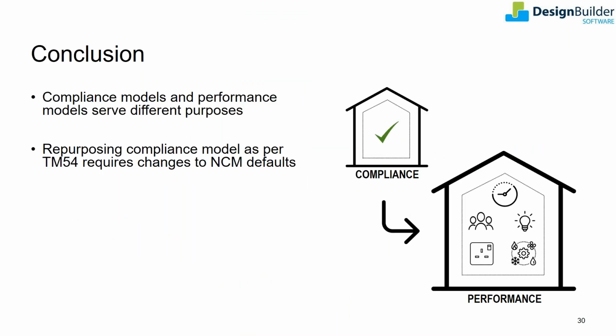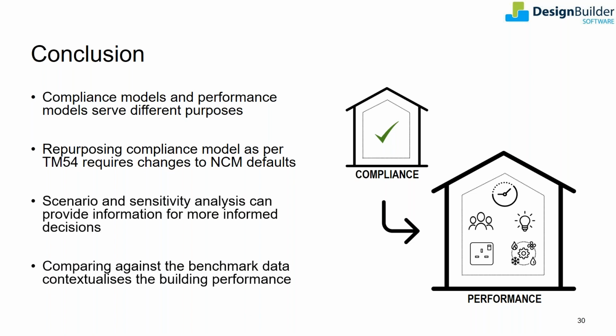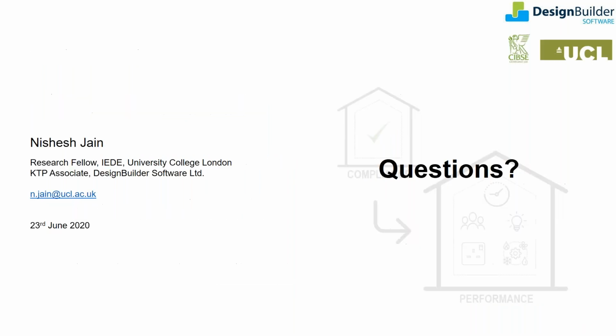So to summarize, compliance modeling is different from performance modeling. Transforming compliance models as per TM54 requires modifications to NCM defaults. Better communication of results by appraising clients of various possible variability can help in design decisions and risk assessments. And this can be further supported by assessing where the building lies among the building stock. So this is the end of the formal presentation, and thank you for your time and attention.